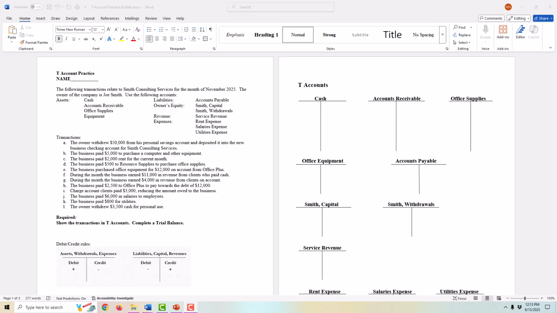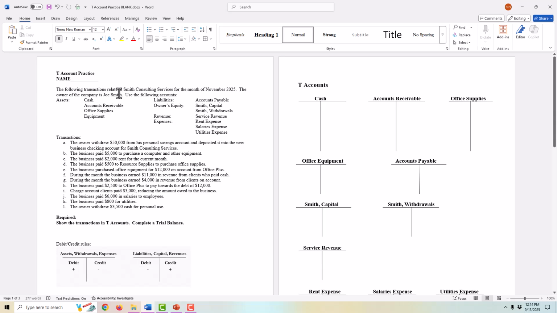Those same debits and credits get copied over. And I talked about how the T account is an informal ledger, but it's also the easiest way to learn debits and credits. So what I'm going to do in this problem is get you comfortable with debits and credits, hopefully, and then in the next few videos after this, we'll talk about journal entries.